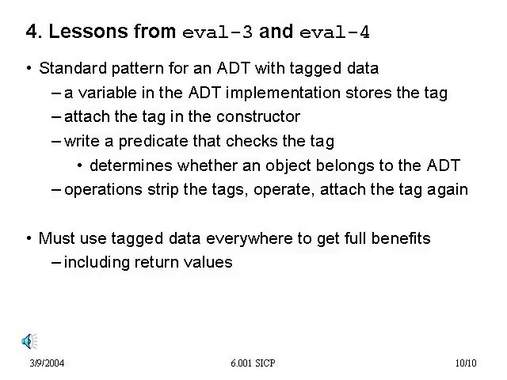We now have a standard pattern for building one of these abstract data types with tag data. We're using a variable in the implementation to store the tag. That's going to make it very easy to change the tags without having to change any other parts of the code. We're always attaching the tag in the constructor as a part of our discipline, and then we're using predicates to check that tag. This lets us decide whether an object belongs to the data type or not, and that enables us to in fact build operations that very nicely operate in the same way. They strip off the tag, operate on the contents, and then attach the tag to guarantee that what we get back out is the kind of thing we started with.